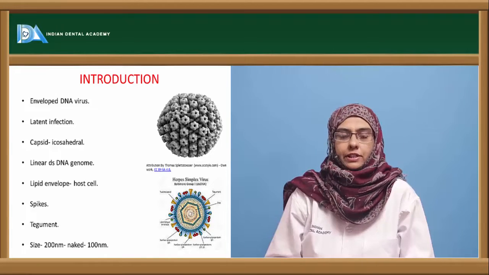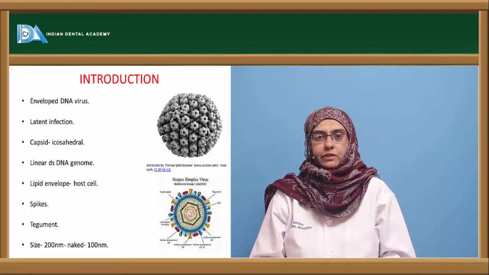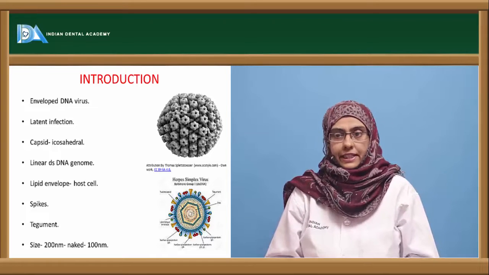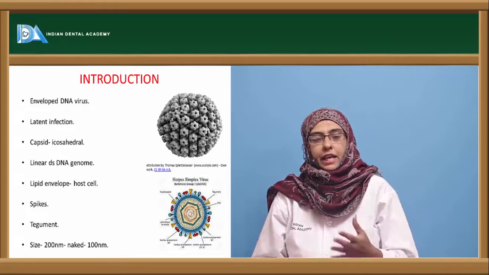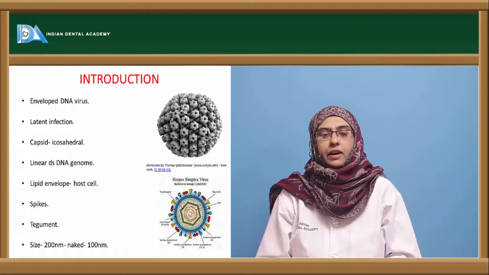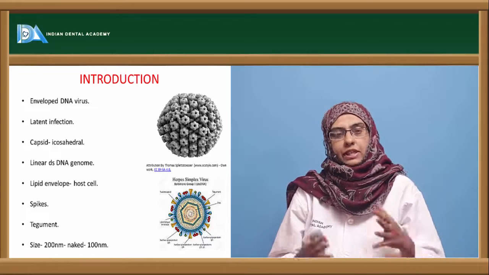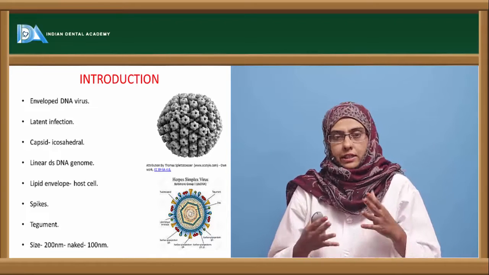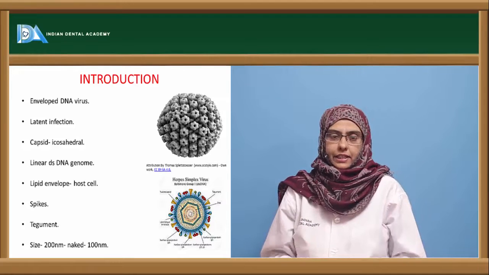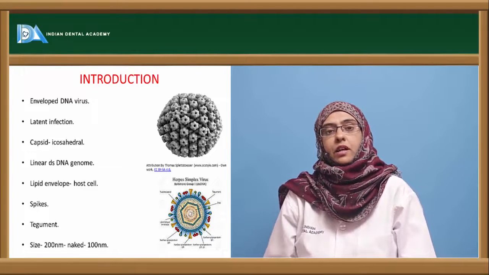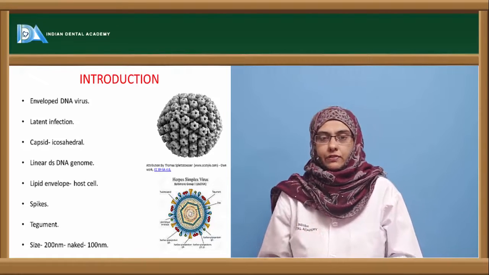Coming to the introduction of the herpes virus, it is mostly an enveloped DNA virus causing latent infection in humans. The capsid of this organism has icosahedral symmetry made up of 162 capsomeres, which encloses a linear double-stranded DNA genome. As this is a DNA virus, it replicates in the host cell nucleus and produces virions.